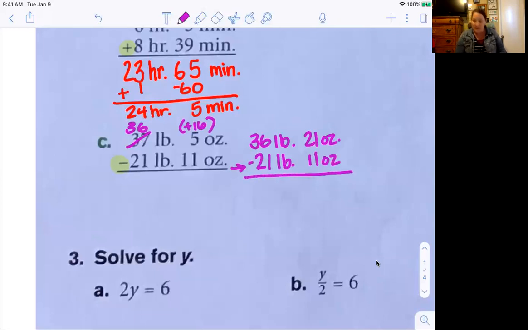Okay, 21 minus 11 is 10. 36 minus 21 is 15. So we have 15 pounds, 10 ounces.